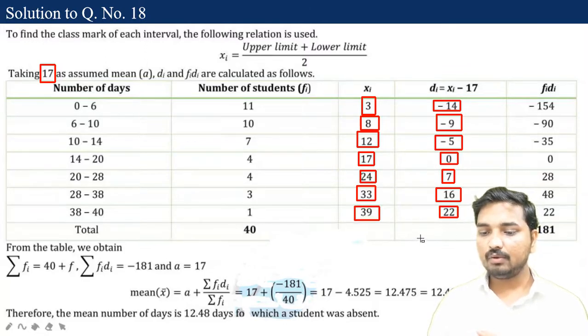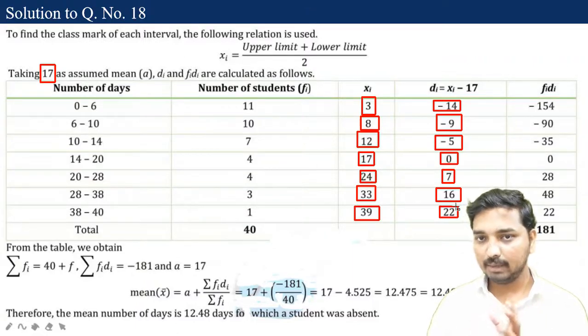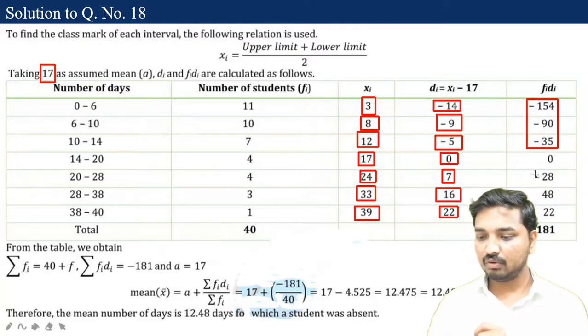22. So now you can observe carefully here, above the 17 the di is negative, below the 17 the di is actually what? Positive. I told the same thing in the earlier problem, why I am going to choose the smallest number in the Xi column as assumed mean. This is the problem. So now look at here, on multiplication also you will get negative numbers. Okay, but here you will get positive numbers.